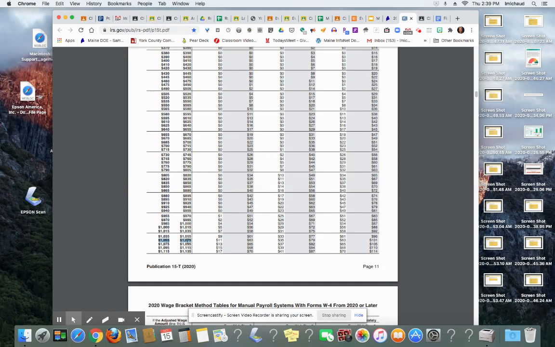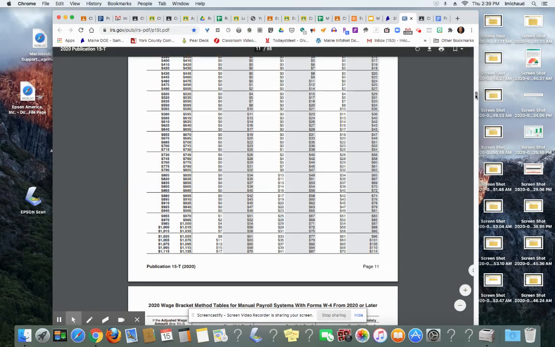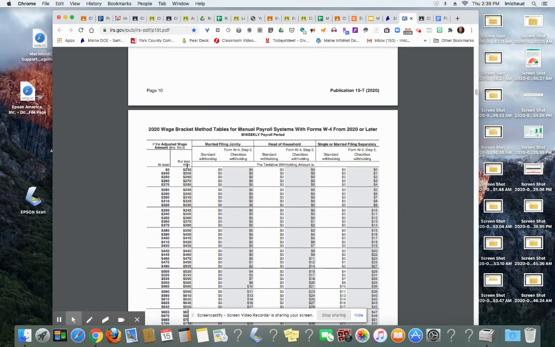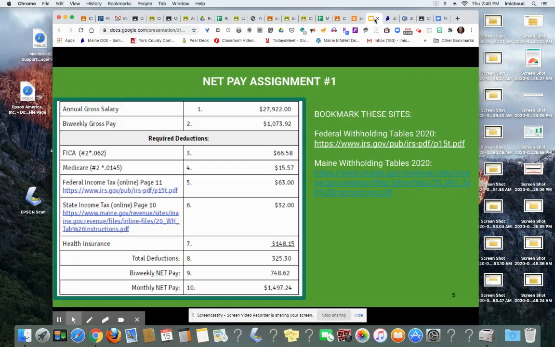So it's right in between those two sets of numbers. The next to last column is for single. If you notice up at the top what these column headers are, it's at least, but less than, and then the standard withholding. So that was $63. That's what we put here.